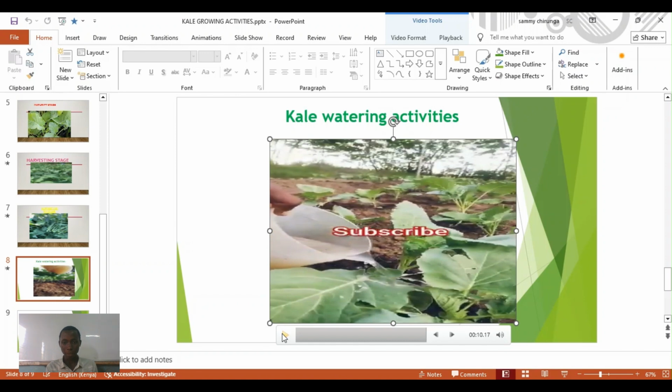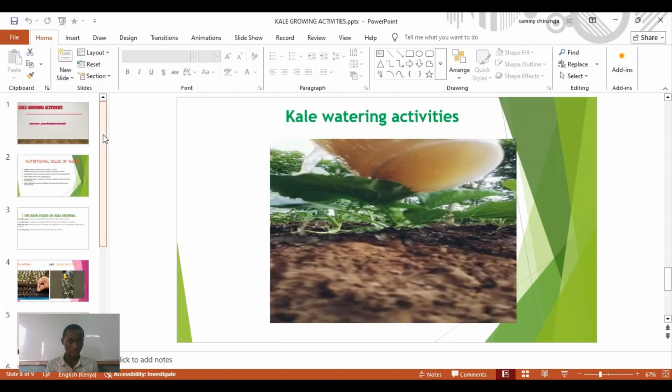So in simpler terms, this is what we call the watering activity. It's one of the main activities which are carried out in the process of looking after the healthy status of your kale. Because without water or without watering, the kales are going to wilt or dry up and end up dying.